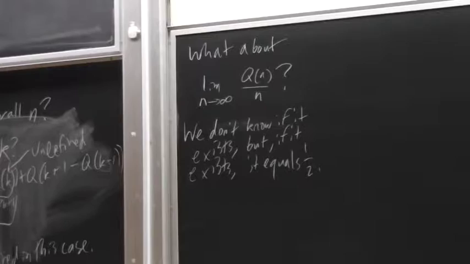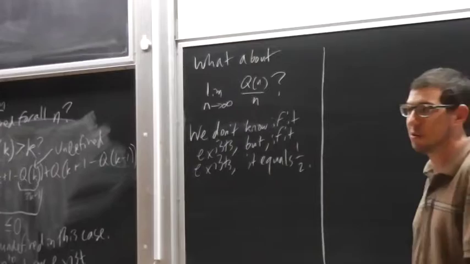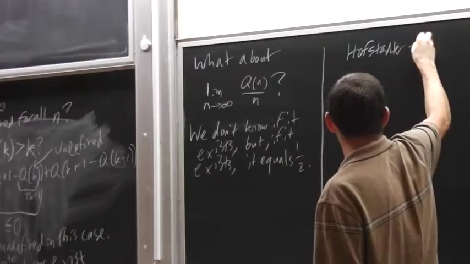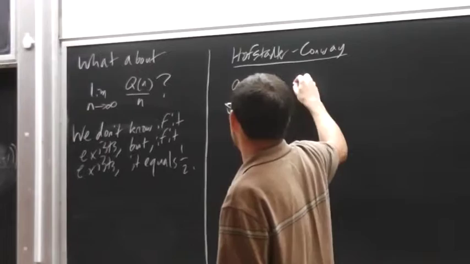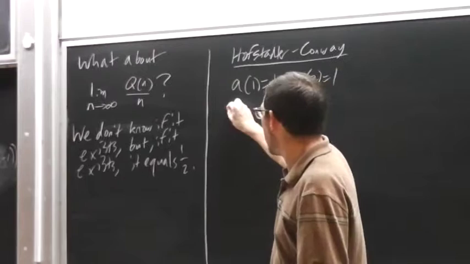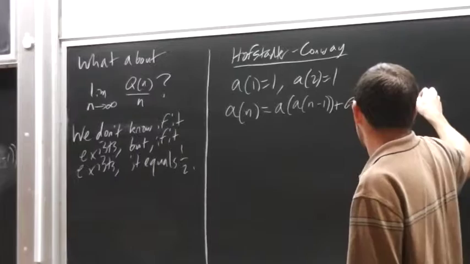There's another sequence that Hofstadter was studying, and this is known by various names. I'm going to call it the Hofstadter-Conway sequence. So this is, I'm going to use A for this recurrence. So it's A of 1 equals 1, A of 2 equals 1. But then the recurrence is A of n is equal to A of A of n minus 1 plus A of n minus A of n minus 1. So this was a sequence that Hofstadter came up with around the same time he came up with the Q sequence.